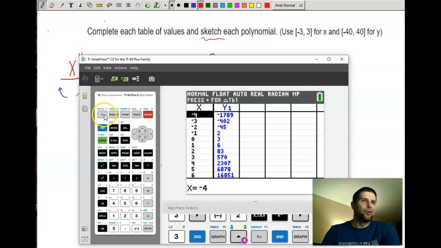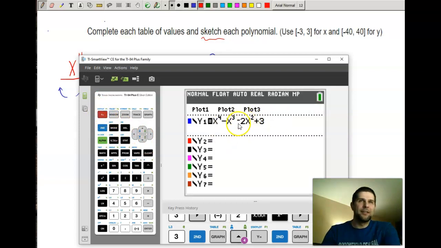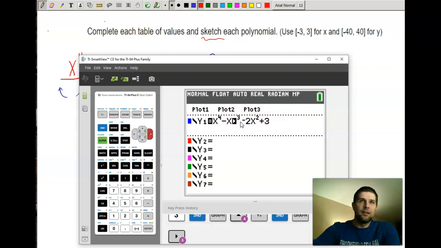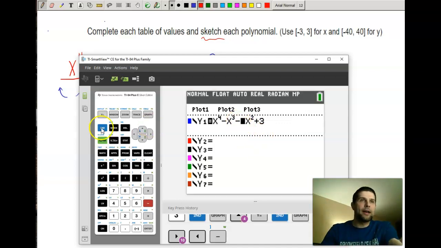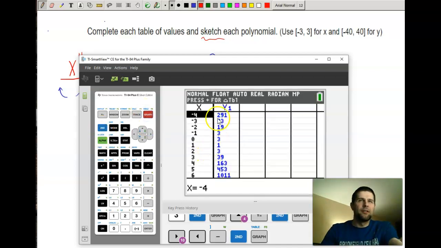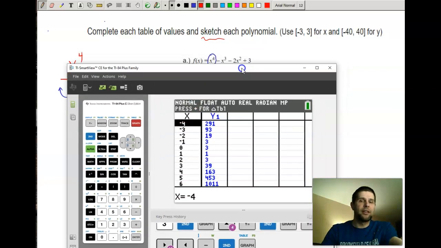So go to your y equals and see if I can find my error here. I can see it right here. Instead of a minus here, I put a negative. So I've got to put a minus there. And there's my error. So if I go back to the table, now we're good to go. So -3 is 93 now. And I can use this chart to fill in my table on this problem.